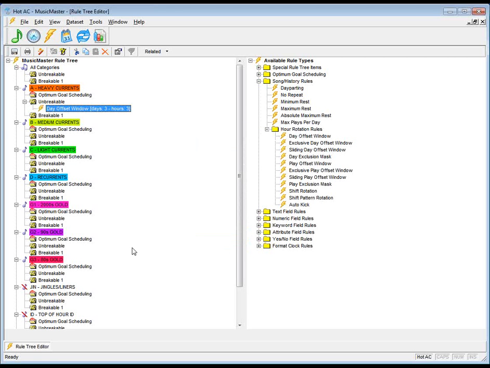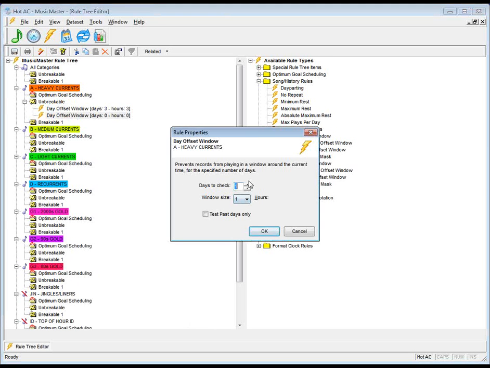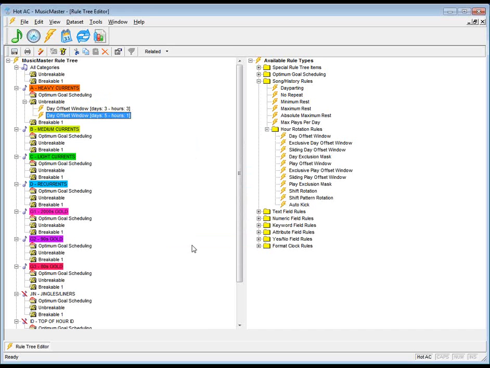We can turn on the rule multiple times if we wish. So right now we're saying look at 3 days for 3 hours, but we can also turn on the rule and say to look at 5 days for just 1 hour. So those will ultimately overlap for a few days, but the 5 days would be, if we were looking at Friday, it would be Thursday, Wednesday, Tuesday, Monday, Sunday, and your 1 hour would be the same hour that you're scheduling. And again, we can do test past days only if we wish.